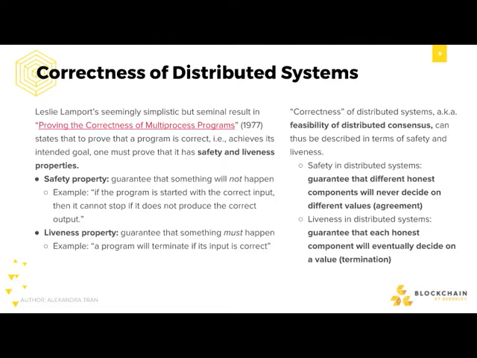And it can thus be described in terms of safety and liveness. In distributed systems, a safety property would be a guarantee that different honest components will never decide on different values, and we can refer to this as agreement. And a liveness property in distributed systems would be a guarantee that each honest component will eventually decide on a value, and we can refer to that as termination.